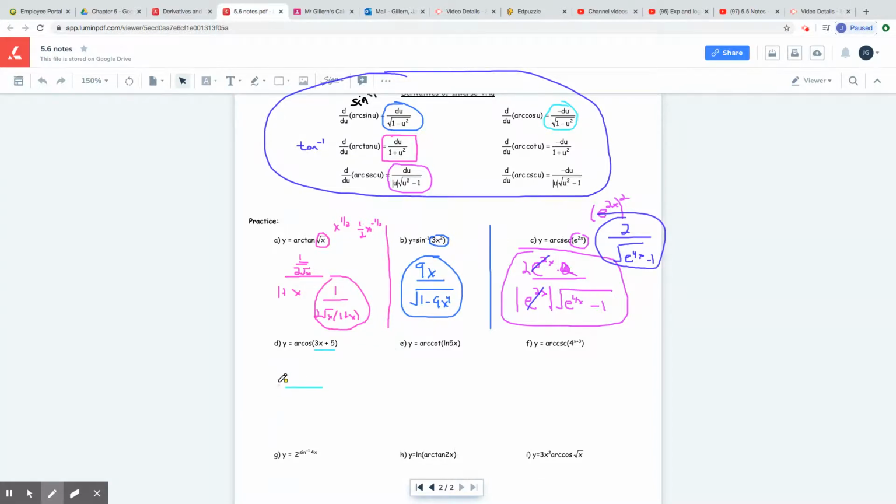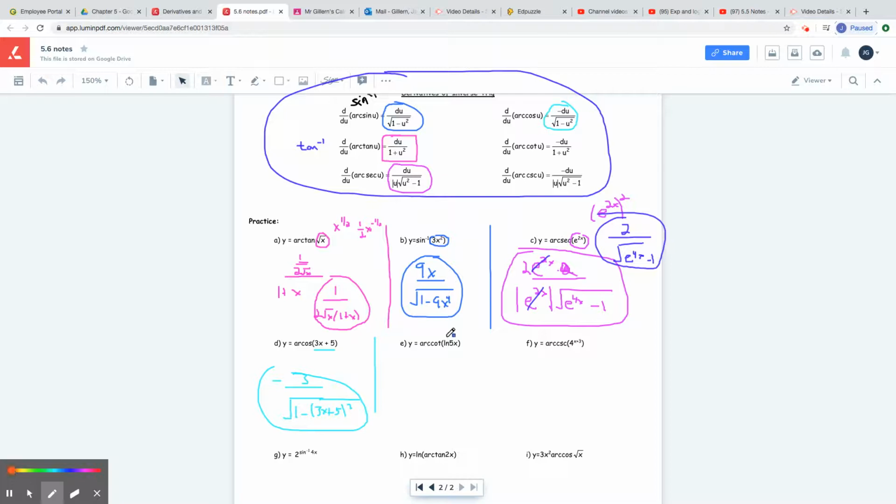So the derivative of 3x plus 5 is just 3. So it'll be negative 3 over the square root of 1 minus, well, what's u squared, which is 3x plus 5 squared, and you do not have to FOIL it out. Just write 3x plus 5 squared. And there you go. There's your answer.